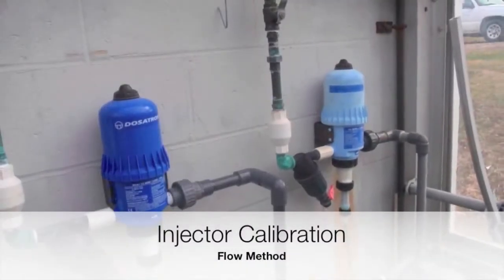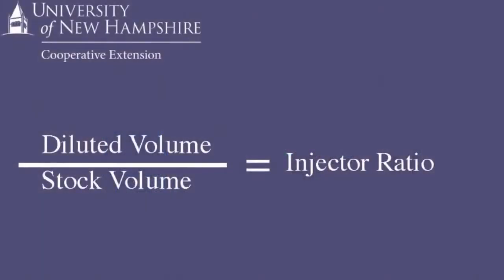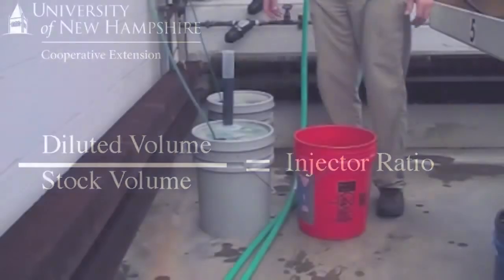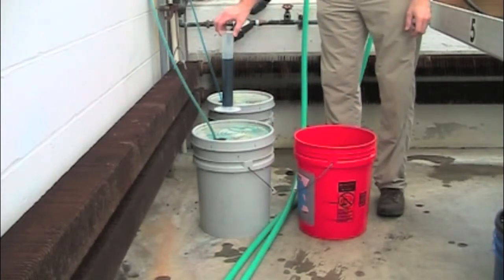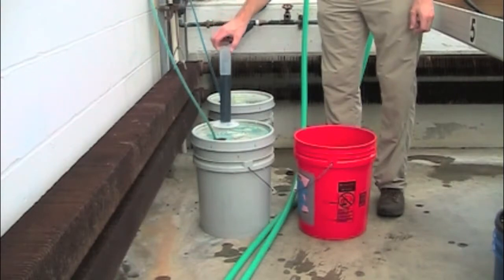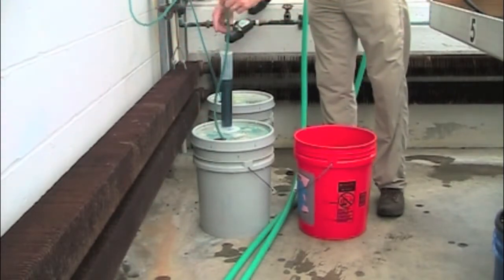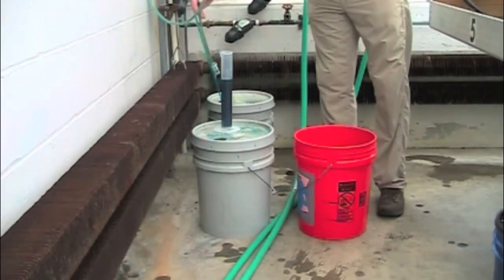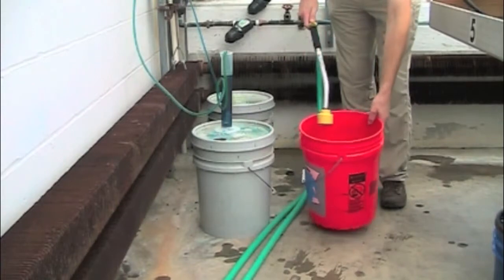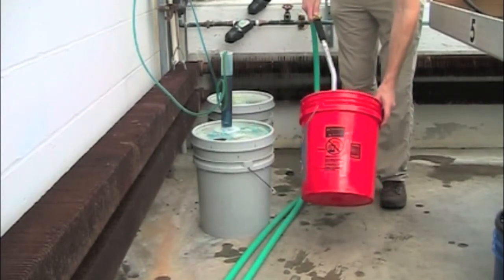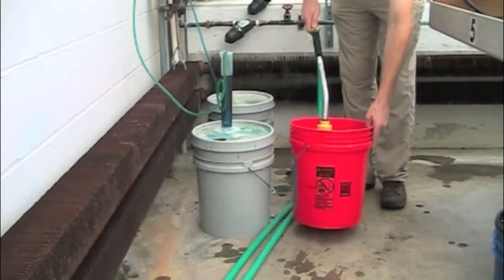Our second method is the flow method. At the core of the flow method is this equation: diluted volume divided by stock volume equals injector ratio. We start by filling a graduated cylinder to a known volume with the concentrated stock solution. In this case, the cylinder is filled with 200 milliliters of stock solution. Then we place the lead from the injector into the graduated cylinder. Next, fill a bucket with fertilizer solution from the end of the hose to a known volume. I've marked this bucket so I know when I've filled it with 16 liters of water.